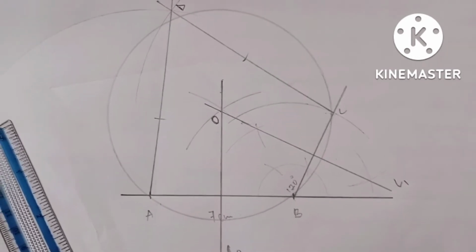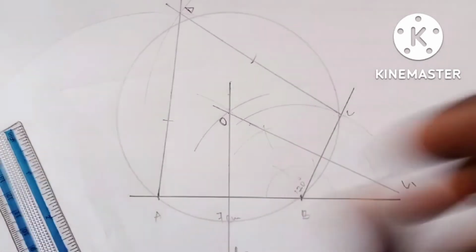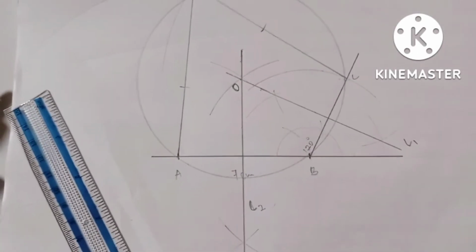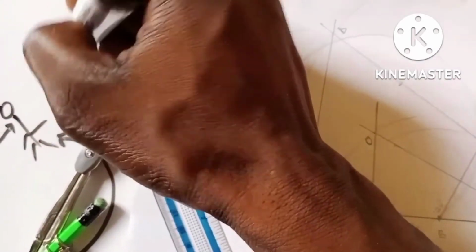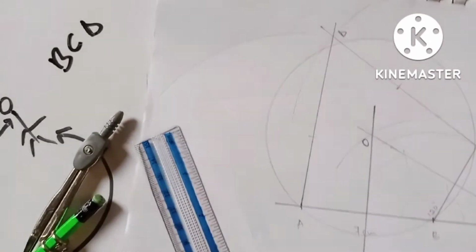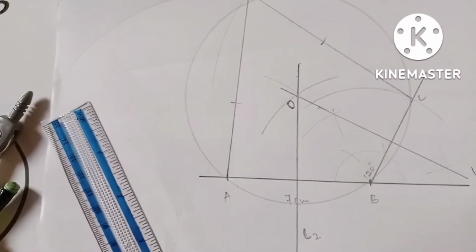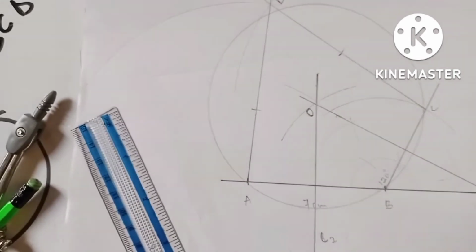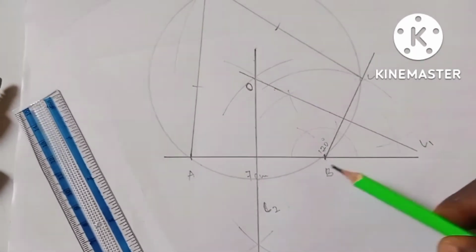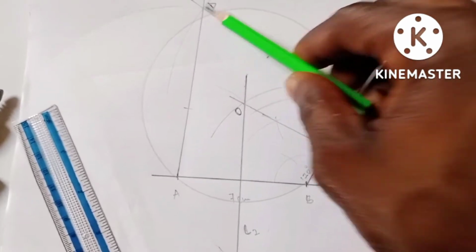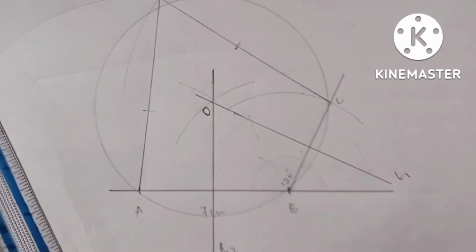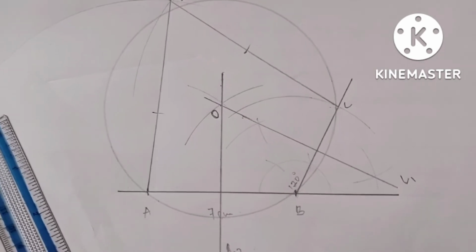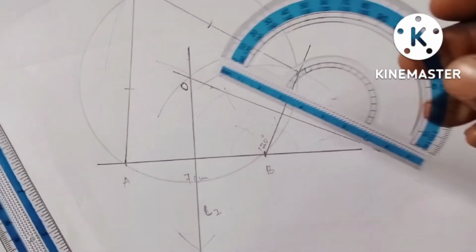Now you say you should measure angle BCD, right? So where exactly is BCD located? So BC and then D. What do you use to measure an angle? Of course you have to use a protractor, right? So use a protractor to measure that angle. This is my protractor.